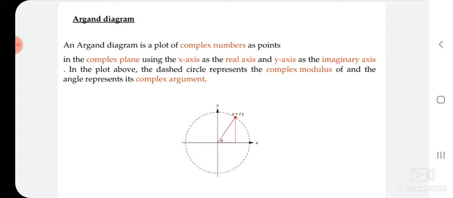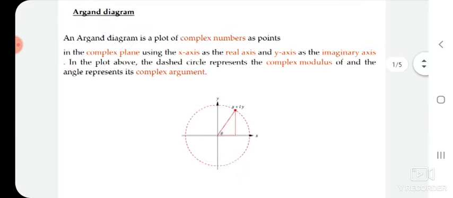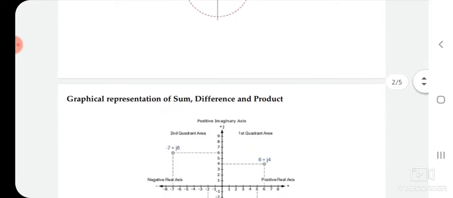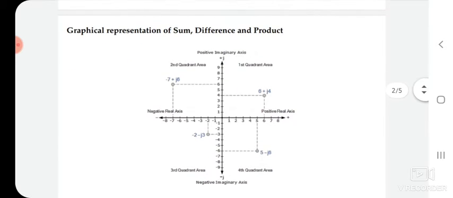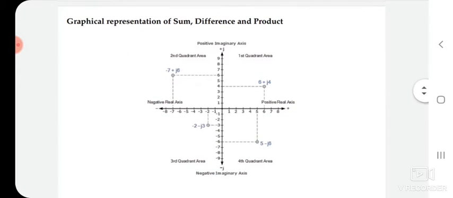So, with the help of the Argand diagram, we can represent a complex number, as well as the addition, subtraction, multiplication and division of complex numbers. How we can represent them, that we have to discuss. Okay, so let us start with the graphical representation of sum, difference and product.